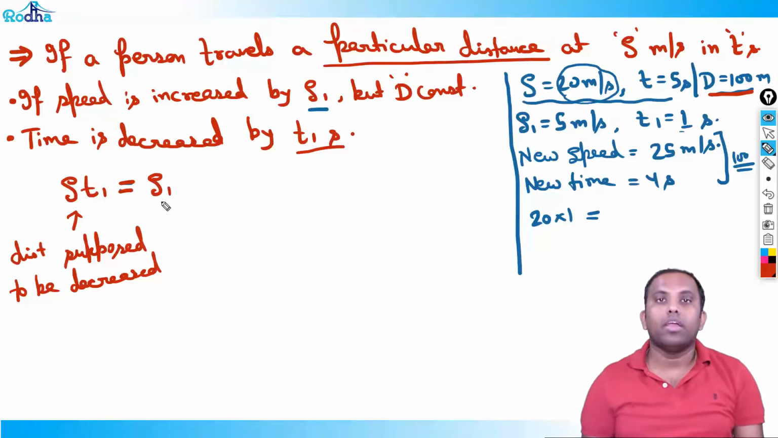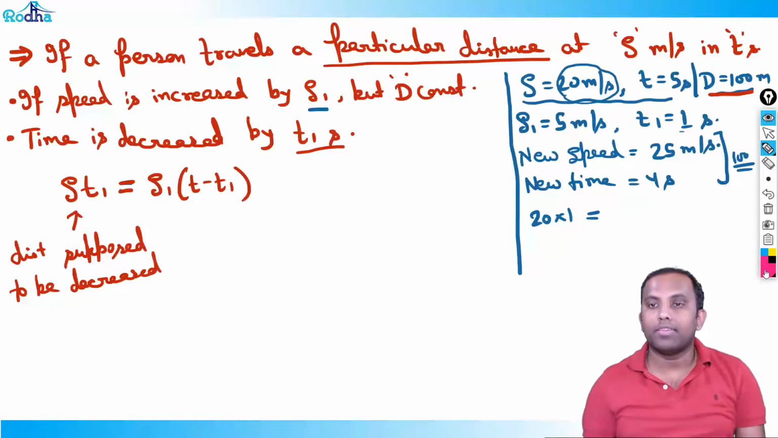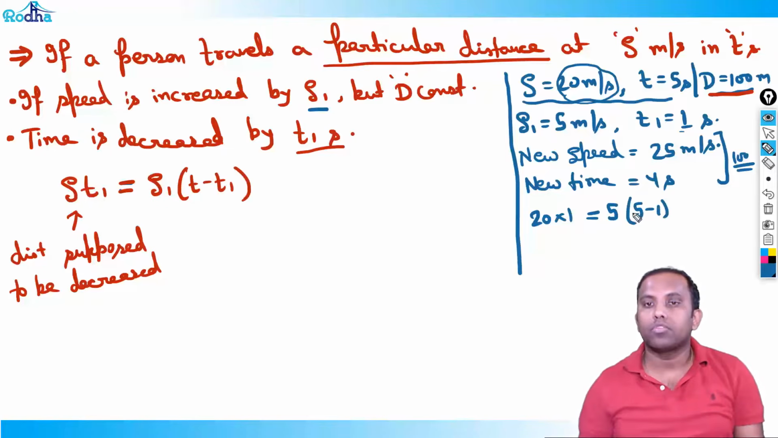Increasing the speed by what? s1. And s1 for how much time? Obviously for the rest of the time. Out of t, t1 seconds is already done, right? So for the rest of the time, that is t minus t1. In numbers, s t1 is equal to 20 into 1, that is 20. What is s1? s1 is 5. What is t minus t1? That is 5 minus 1. So correct, right? That means 20 is equal to 20.